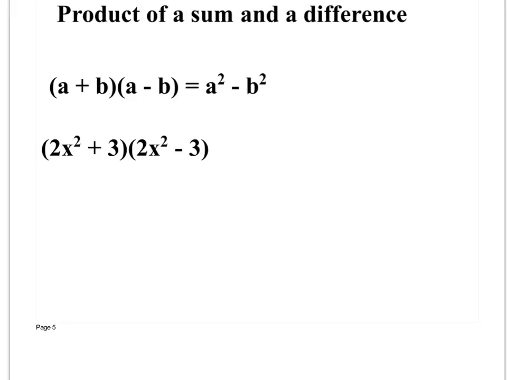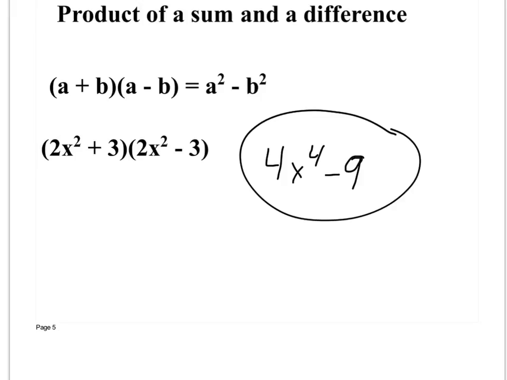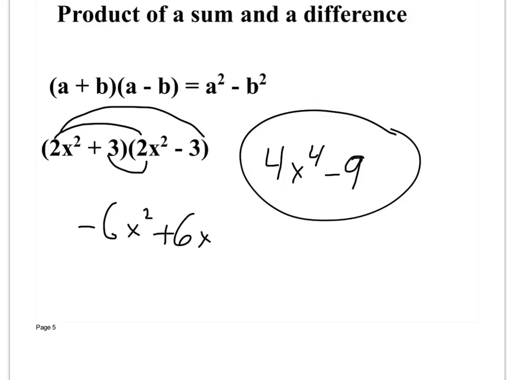Since it's just like a plus b times a minus b, I take the first thing squared minus the second thing squared. There's my answer. Let me prove it. So we take 2x squared times 2x squared, which gives me 4x to the fourth. I take 2x squared times negative 3, I get negative 6x squared. But then I take 3 times 2x squared and I get positive 6x squared, which, guess what happens? They cancel each other out. 3 times negative 3 is negative 9.